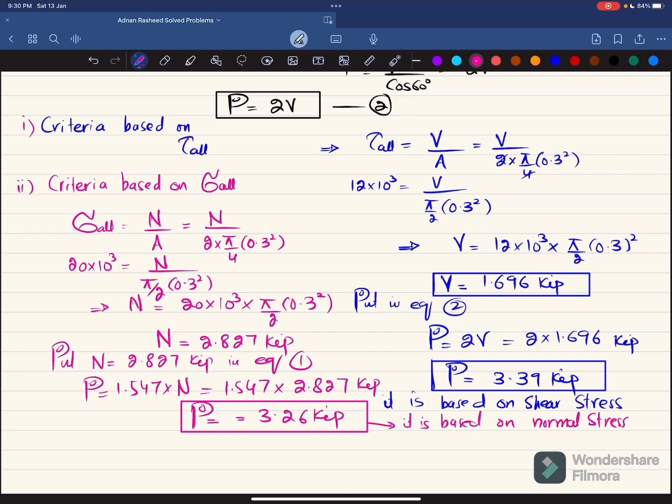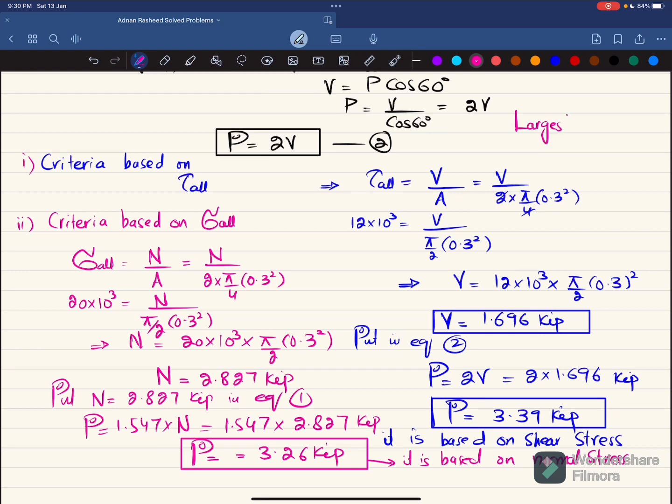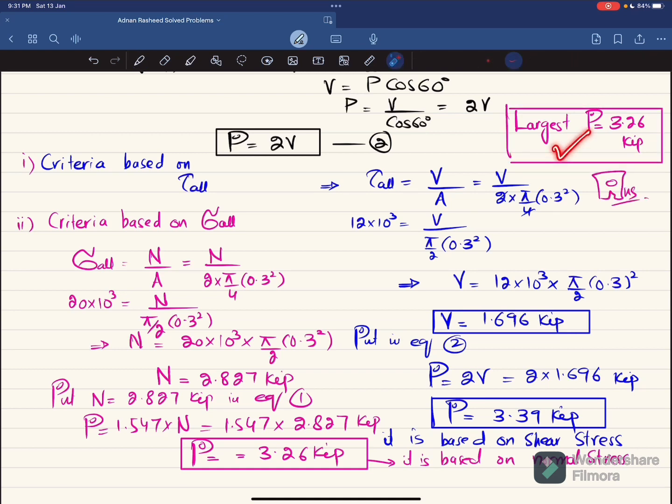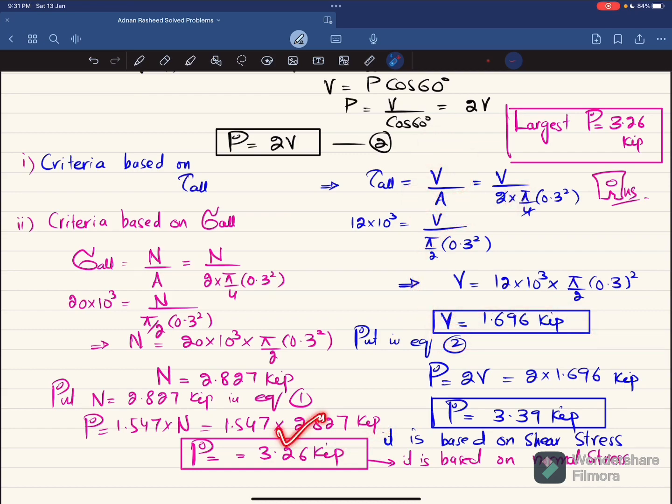Here you can see we have two values of P, this one and this one. The largest tensile load P which can be applied on this system is 3.26 kips, and that is the answer of this question. Why have we selected this smaller one and called it the largest load? Because this load is less than the other, so it will be safer. If you put the other P in this formula, the shear force will exceed the allowable, and your shearing stress will be greater than the allowable shearing stress. Therefore, for a safer design we use P equal to 3.26 kips.